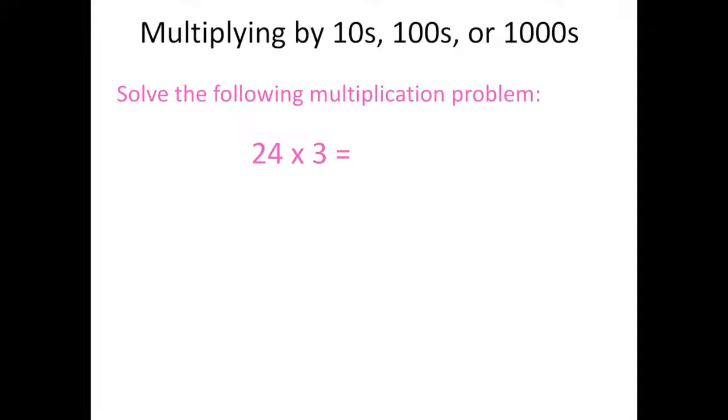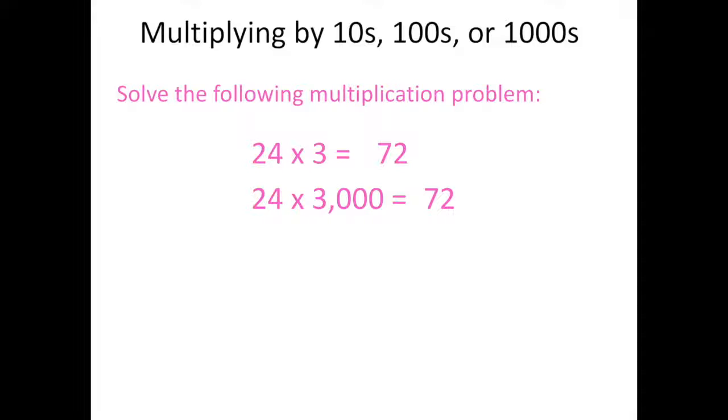So off to the side on your notebook, multiply 24 times 3 and then submit your answer and we'll go over it together. 24 times 3 is 72. Now let's look at how we can solve 24 times 3,000. I already know that 24 times 3 is 72, so I can write 72 down.